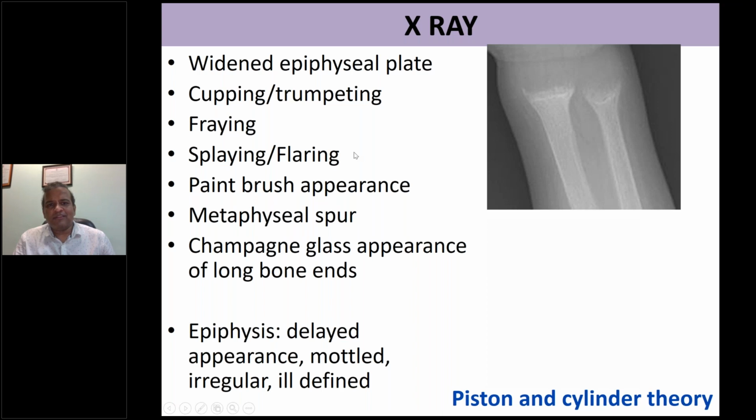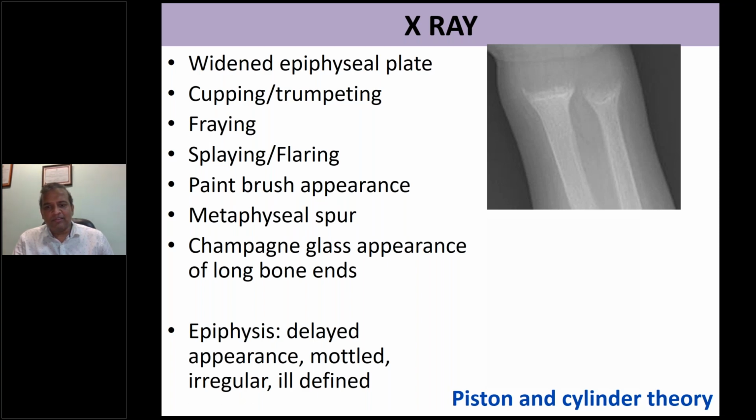Splaying or flaring is similar to widening, when the metaphysis is widened or flared. This fraying can give rise to a paintbrush appearance, because it looks like the bristles of a brush. The metaphyseal spur: this widening in the metaphysis can lead to the appearance of a metaphyseal spur, or we can say this is like a champagne glass appearance of the long bone ends. Almost the same thing has been described in different ways. The epiphysis is usually delayed in appearance and mottled, irregular, and ill defined.